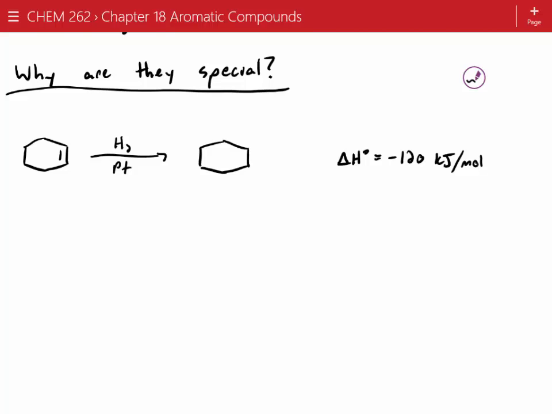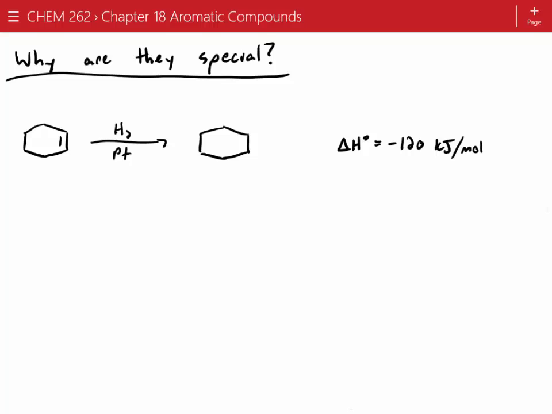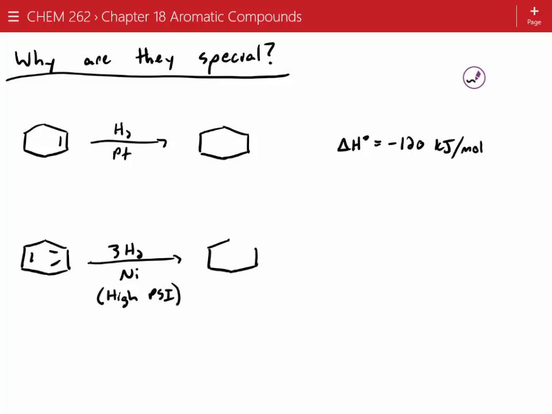All right? Theoretically, we can do this, or not even theoretically, we can do this same thing with benzene. This time we normally have a nickel catalyst. Let me put this on the bottom. So we need 3 equivalents of hydrogen. We need a nickel catalyst, and it needs to be run at high psi. So in the top reaction, you can do that under pretty minimal pressure. The bottom reaction, we really, really have to crank the pressure on this. And if you do this, you can also get to cyclohexane.